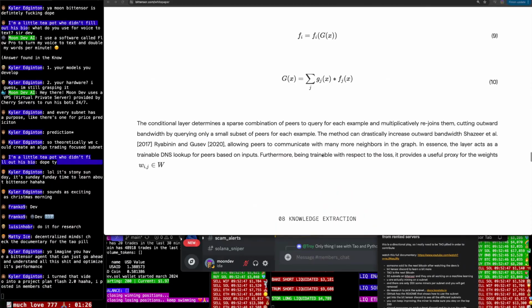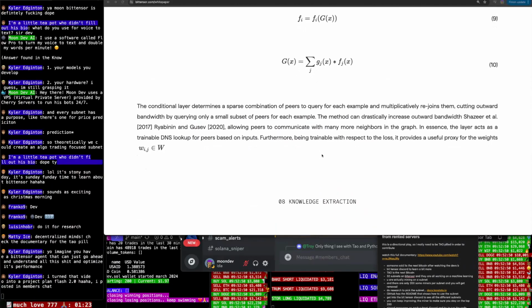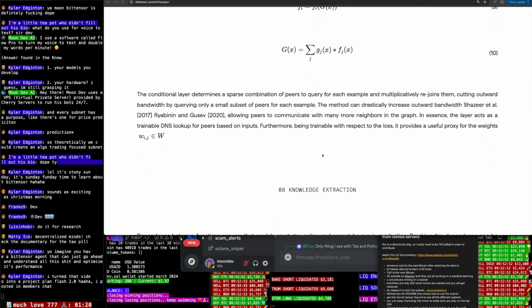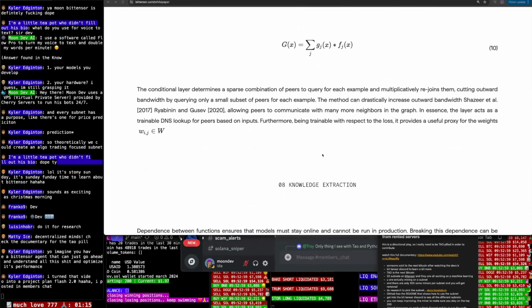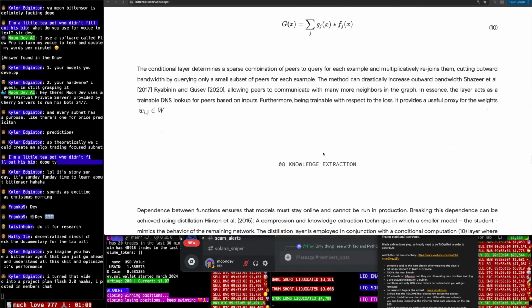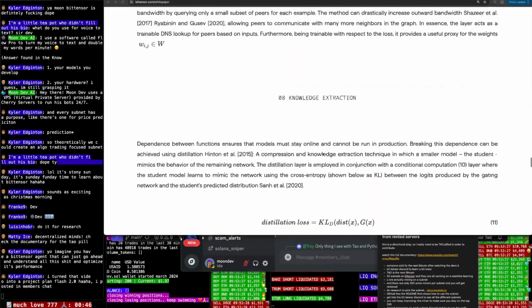The conditional layer determines a sparse combination of peers to query for each example and multiplicatively rejoins them, cutting outward bandwidth by querying only a subset of peers for each example. The method can drastically increase output bandwidth, allowing peers to communicate with many more neighbors in the graph. In essence, the layer acts as a trainable DNS lookup for peers based on inputs. Furthermore, being trainable with respect to the loss, it provides a useful proxy for the weights.